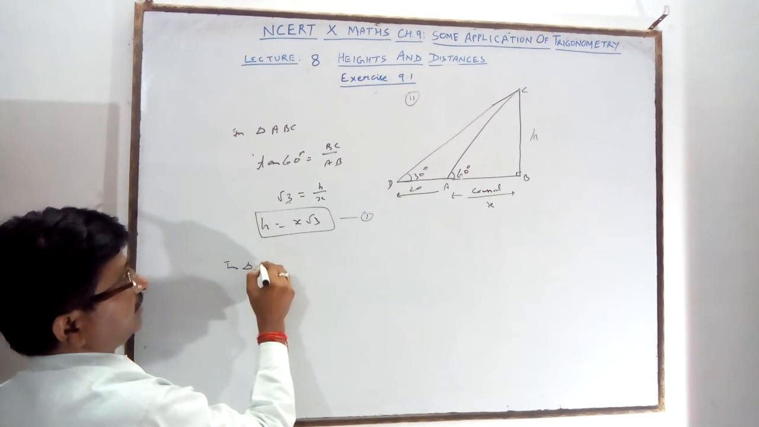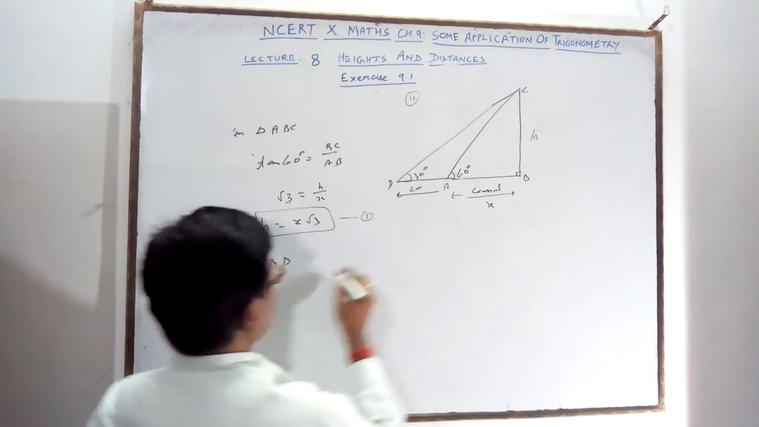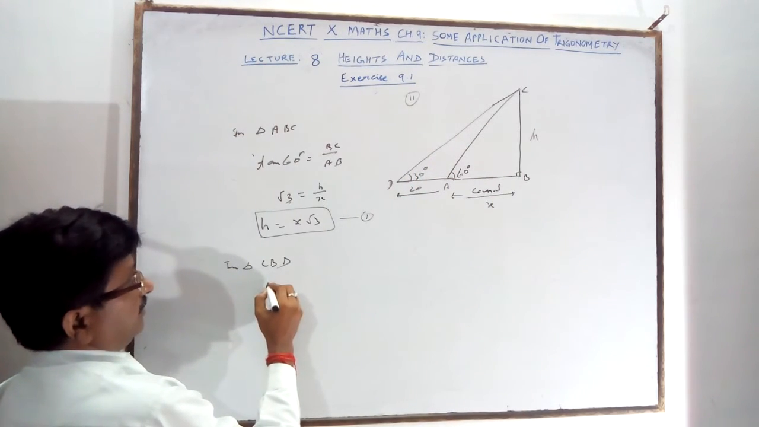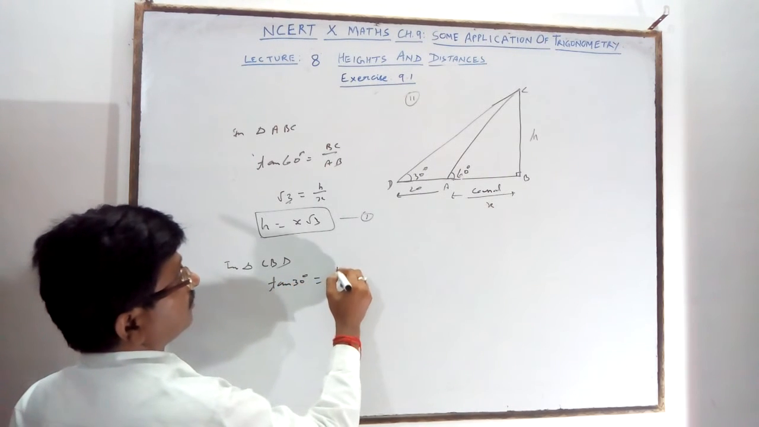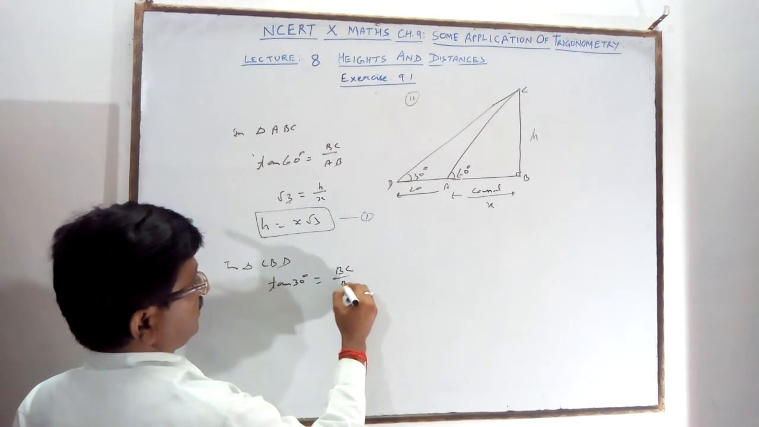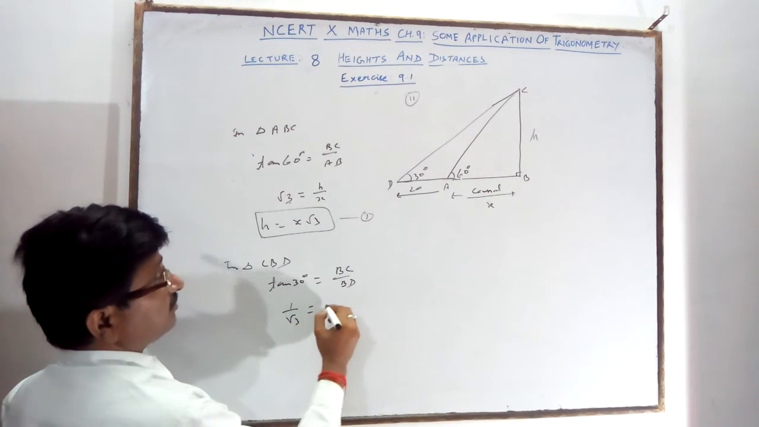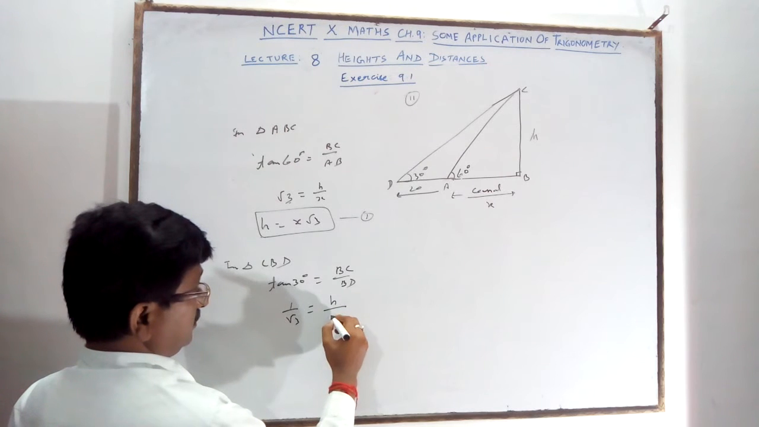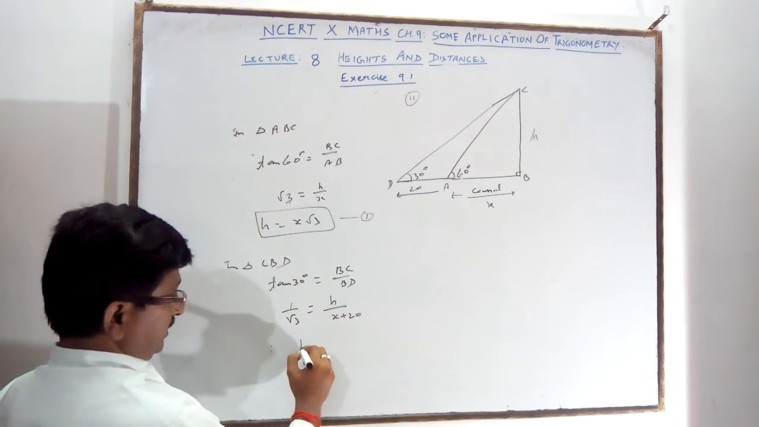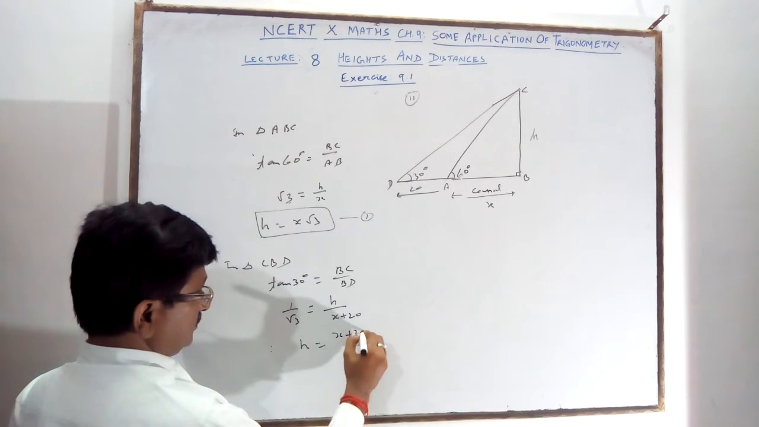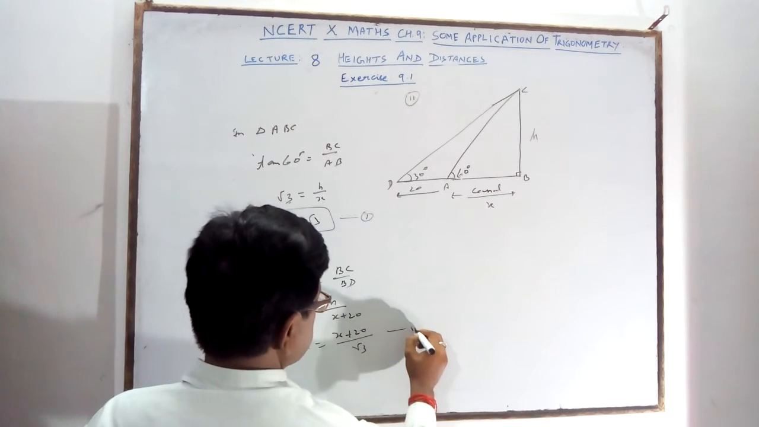In triangle CBD, this triangle, tan 30 is equal to BC upon BD. Tan 30 is 1 by root 3, BC is H, upon X plus 20. Therefore, H is equal to X plus 20 by root 3. It is the second part.